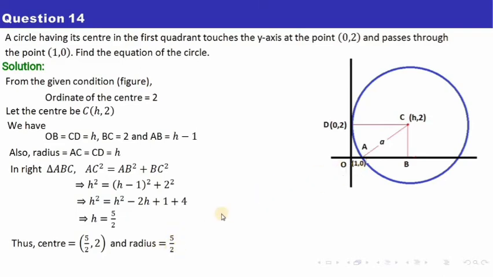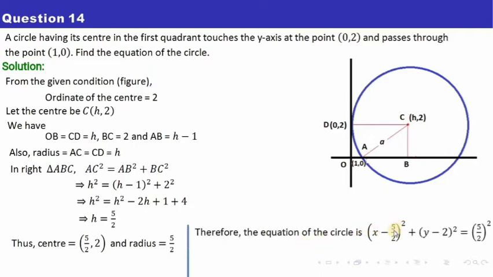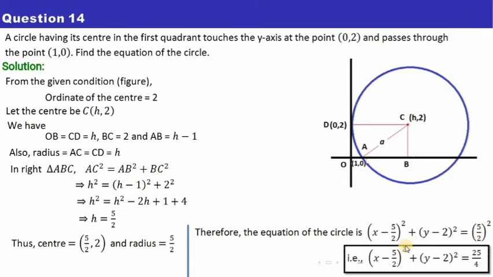So the equation will be (x minus h) whole square, that is (x minus 5/2) whole square, plus (y minus k) whole square, k is 2, equals a square, that is the radius square, and the radius is (5/2) whole square. So the equation will be (x minus 5/2) whole square plus (y minus 2) whole square equals 5 square is 25 by 2 square is 4. You may pause the video to note this down.